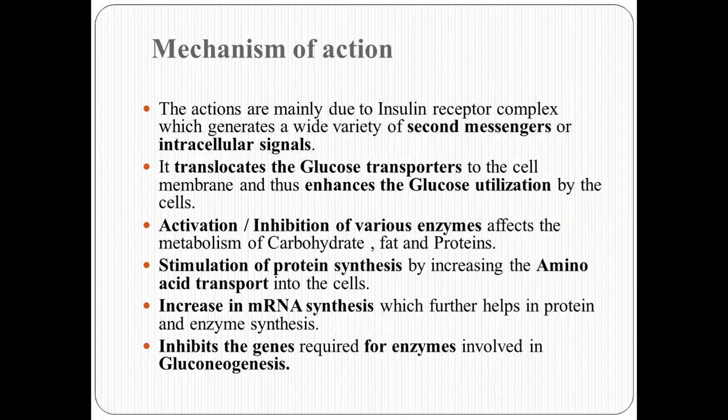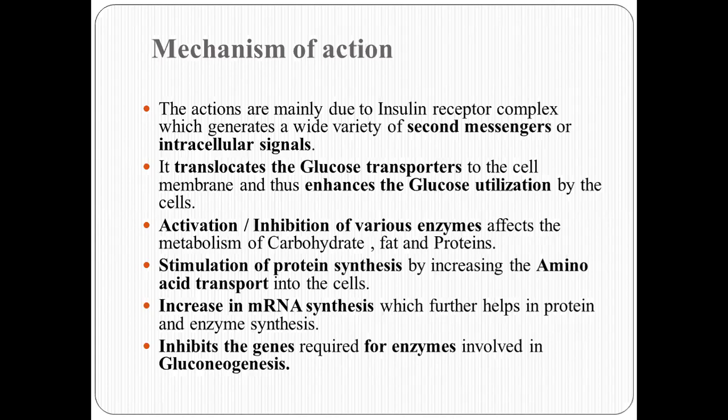Along with this, it also activates or inhibits different types of enzymes which are going to affect the metabolism of carbohydrates, the fat, and the proteins. They also cause the stimulation of protein synthesis by increasing the amino acid transport into the cell. There will be an increase in the messenger RNA synthesis, which further helps in the protein and enzyme synthesis. It also inhibits the genes which are required for enzymes involved in gluconeogenesis. So this will be the mechanism of action of the hormone receptor complex.